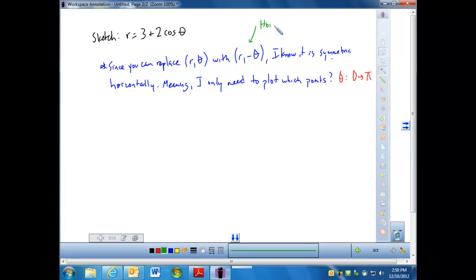Now, if you haven't figured out how I knew all of that yet, I know that because cosine is an even function. So I know that when I plug in theta or I plug in the opposite of theta, I'm going to get the exact same answer either way. So yeah, now I'm going back and pulling those old ideas from earlier in the semester, odd and even functions and things like that. So a lot of this really ties together.